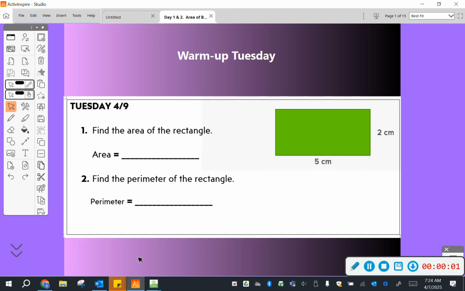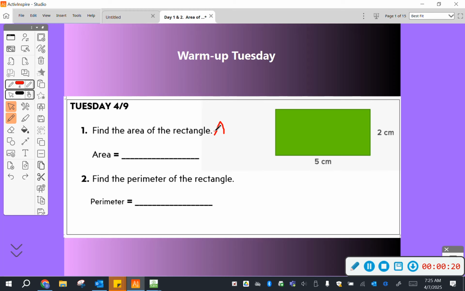Okay, so your warm-up today, did everybody grab a warm-up? Your warm-up today is 2 questions that I'm hoping y'all could answer without knowing the formulas. Maybe you don't. I don't know. But how do we find the area of a rectangle? Does anybody remember?